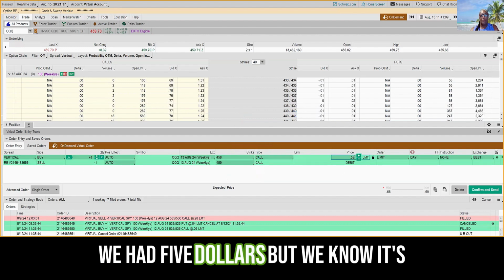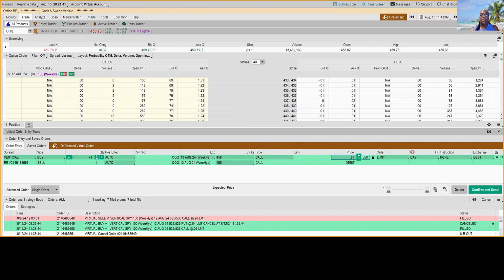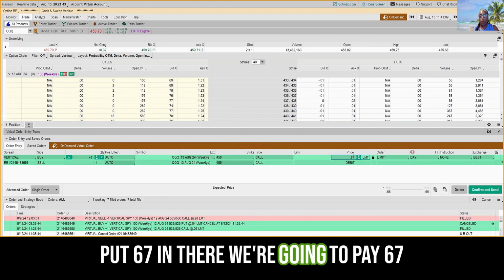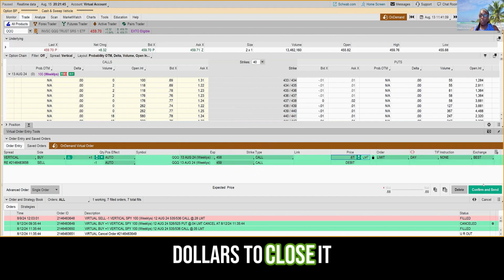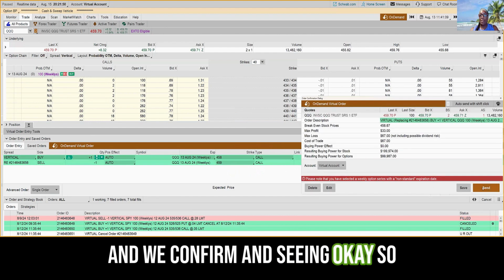We had $5, but we know it's worth 66 right now or 67 right now. Put 67 in there. We're going to pay $67 to close it. Then we confirm and send.